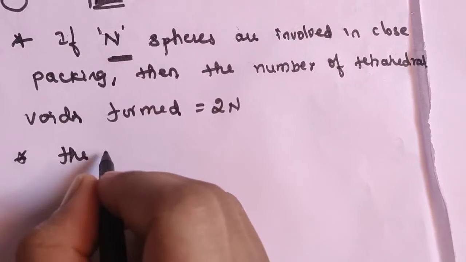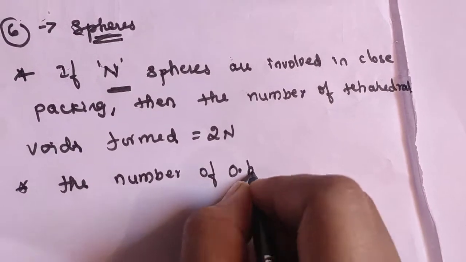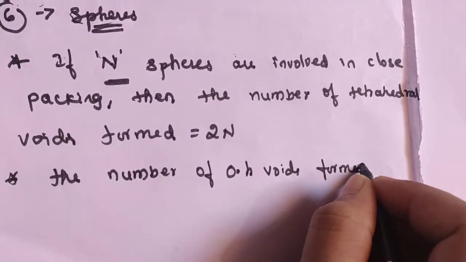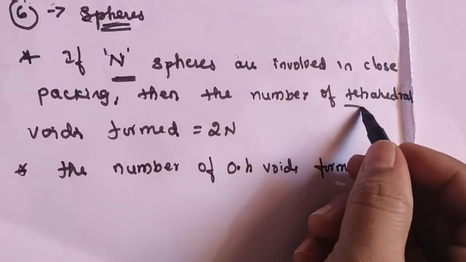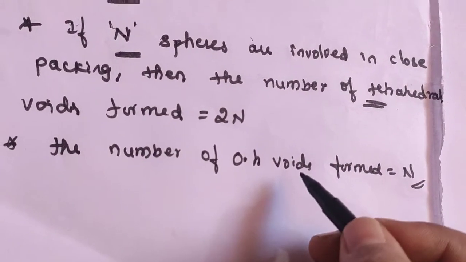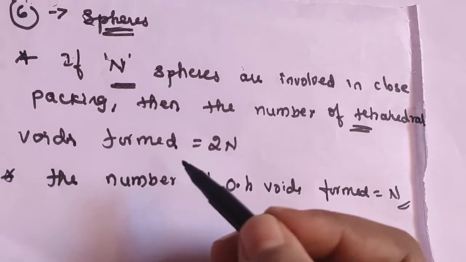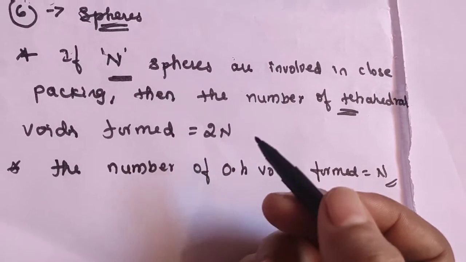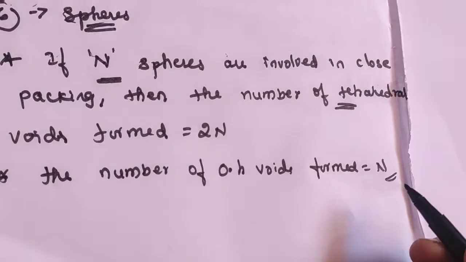the number of octahedral voids formed is represented as n, because tetrahedral, in the sense, we have taken 4 connected spheres. Octahedral means 6 spheres are going to surround it, so that usually the tetrahedral formed indicates 2n, means there is an arrangement in the formation of 4 spheres. Here there is an arrangement in the formation of 6 spheres.